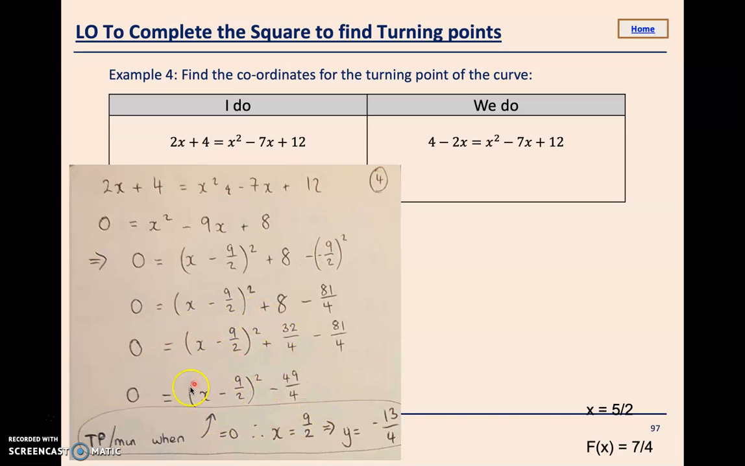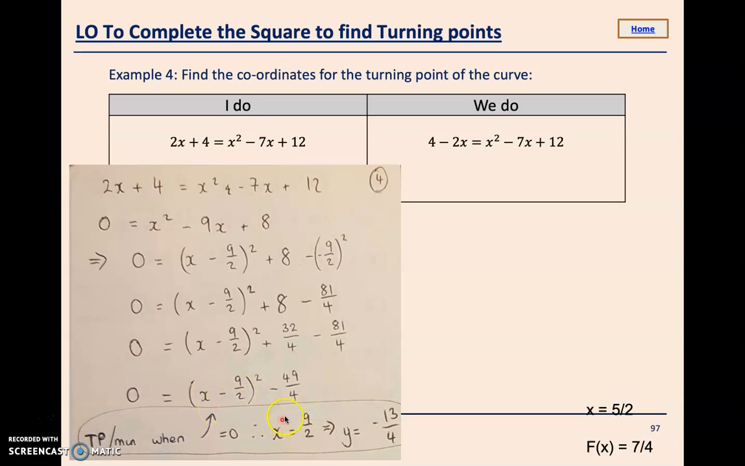So now that we've got this, we can find the turning point of our curve. Because it's a quadratic, it's only going to have one turning point. It's going to be when this here is equal to 0. And it's good practice as well to write down that the turning point or the minimum is going to be when this is equal to 0. It's good practice and it'll help you remember why we're doing each step. So when x is equal to 9 over 2, this here will be at its minimum, it'll be 0.